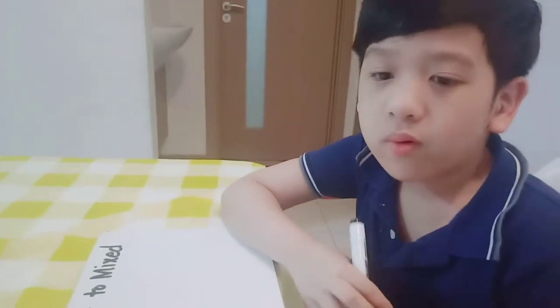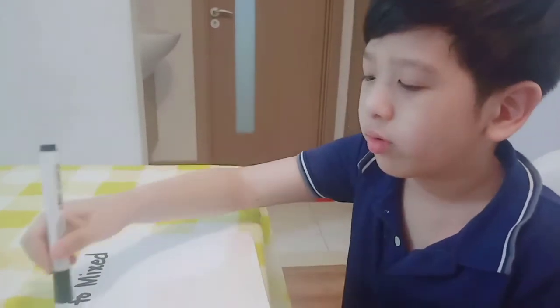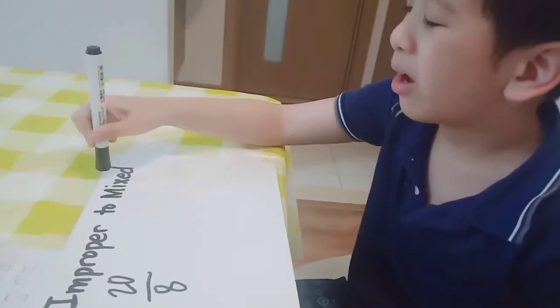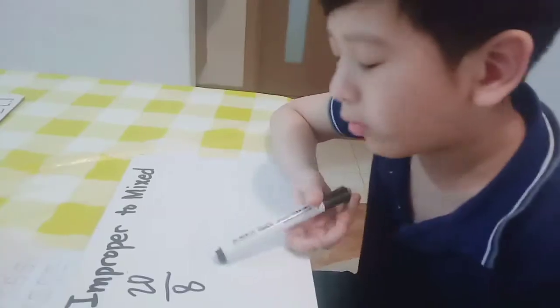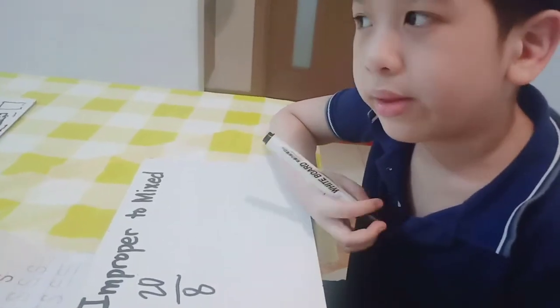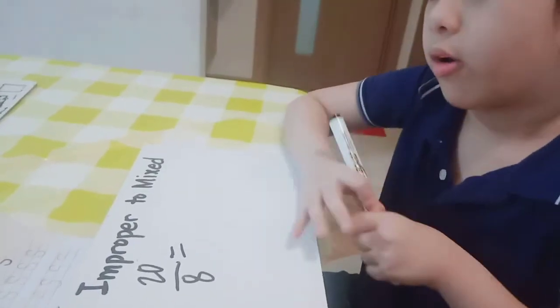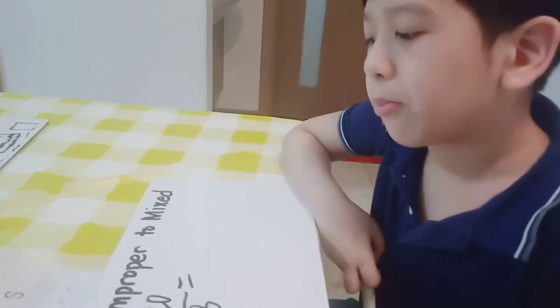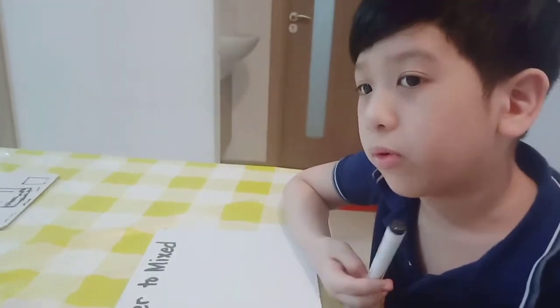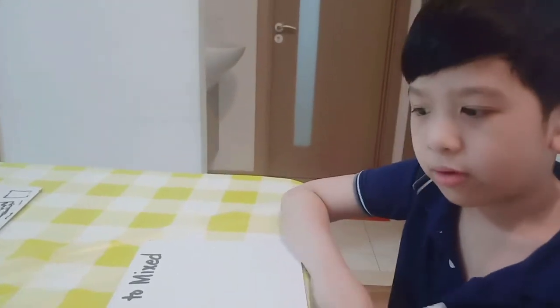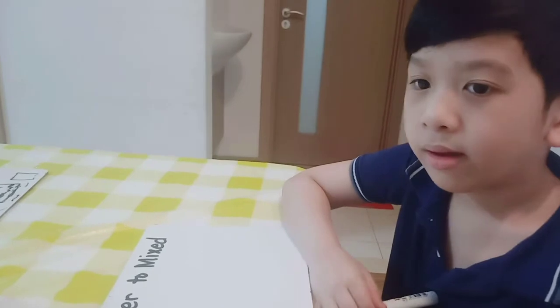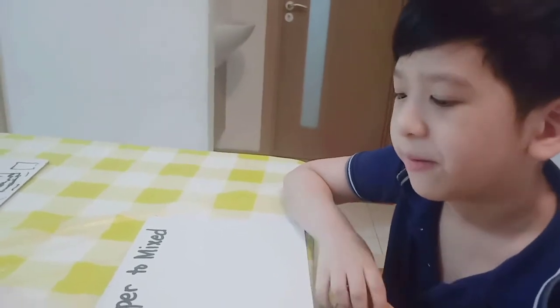Today I am showing you how to simplify an improper fraction to a mixed number. An example would be 28 over 8. What we have to do when turning an improper fraction into a mixed number is divide first, then subtract.